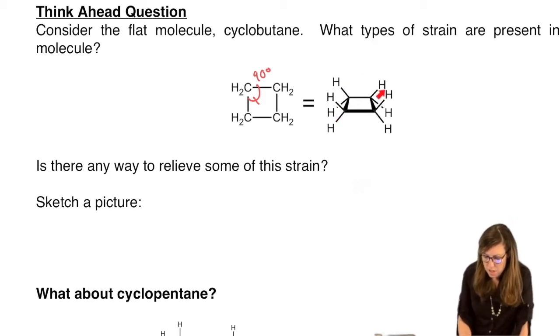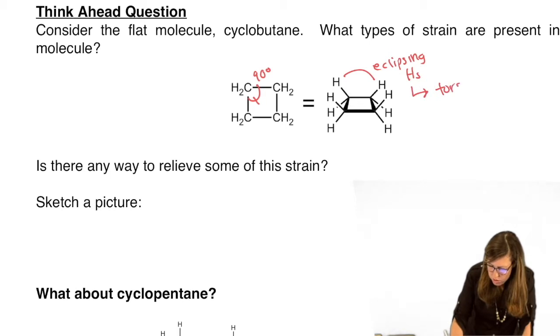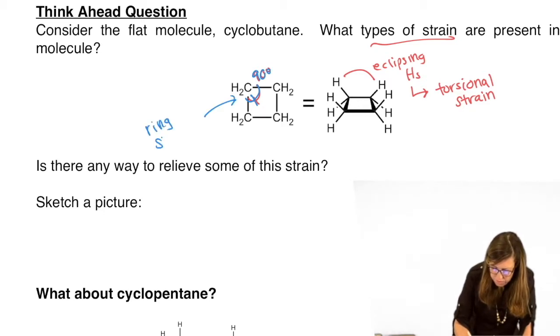Look at these H's all on the same plane, so they're eclipsing. So let's label that again. So that means we have, once again, torsional strain. So I'm answering this question, what types of strain are present? But that 90-degree bond angle right here means we have ring strain or angle strain.